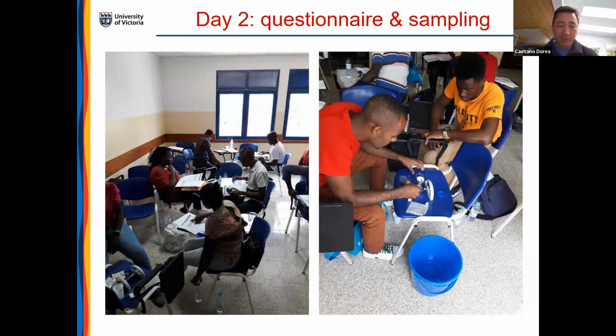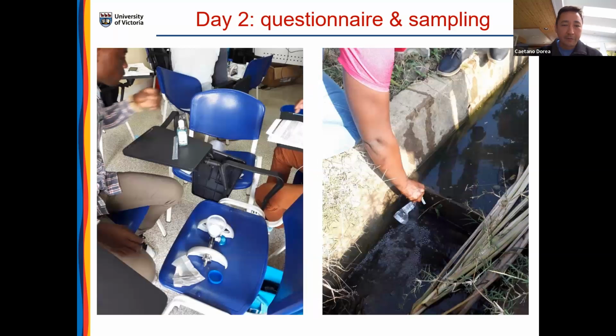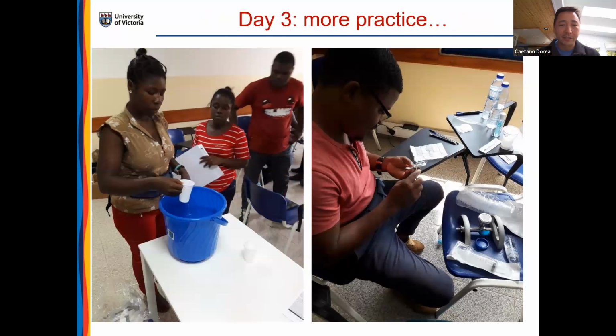Here they're working in pairs, and we're doing role playing. One person takes the job of a measurer and the other plays the role of a household. We give different situations and we see if the questionnaire is answered accordingly to the situations we're trying to simulate. A lot of practicing: how to sample, different water sources, different water quality, and how to interpret those samples as well.